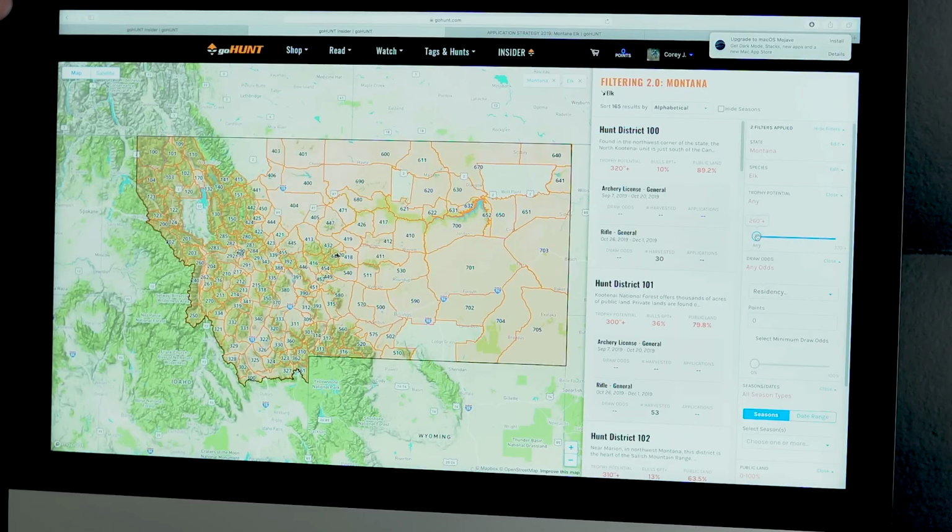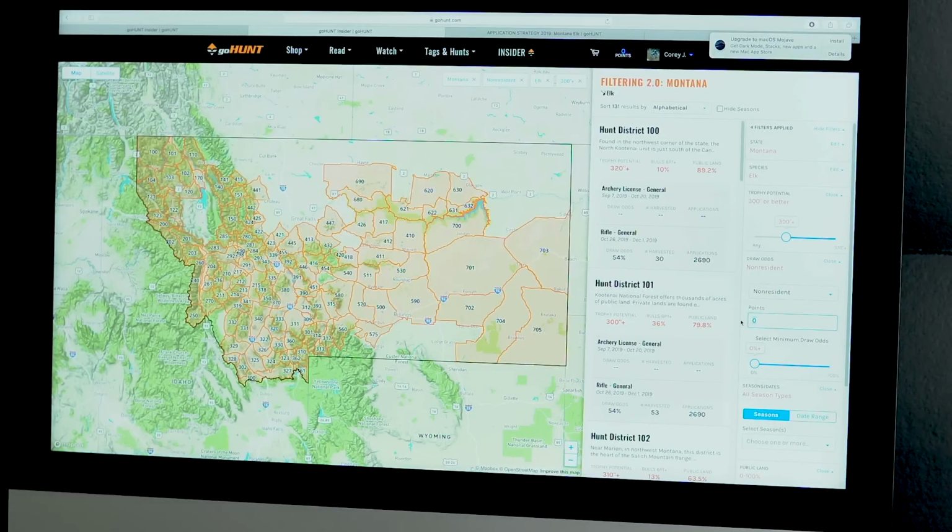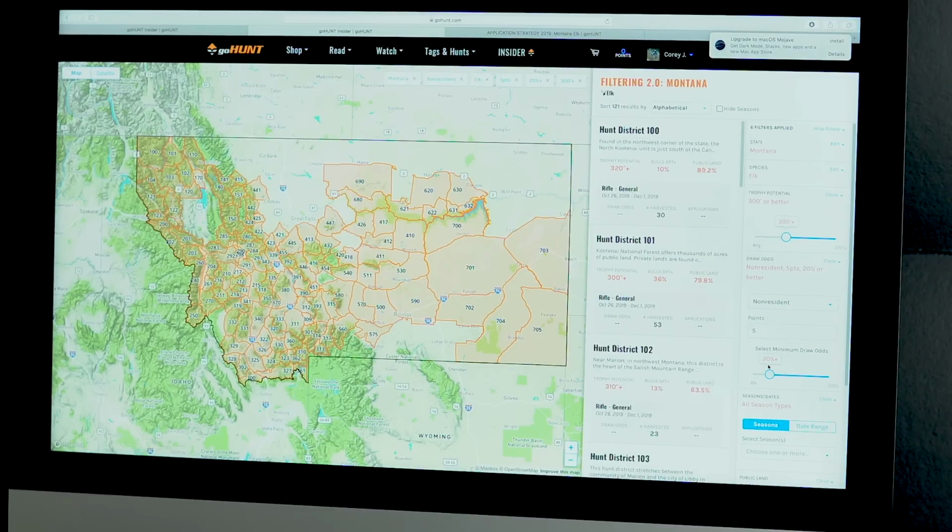So if we go and set our trophy potential to 300 inches plus, and again, that's not saying there's a 300-inch bull behind every tree in the unit. That's just saying in these units, you'll have an opportunity to hunt a bull of that caliber. Not that you'll necessarily even see one or have a chance at one, but that's kind of the trophy potential in that area. I'm going to click on non-resident, and I'm going to put 5 points, which is what I have this year. I'm going to change the minimum draw odds to, we'll go 20%. So I want a 20% chance of drawing with my 5 points.